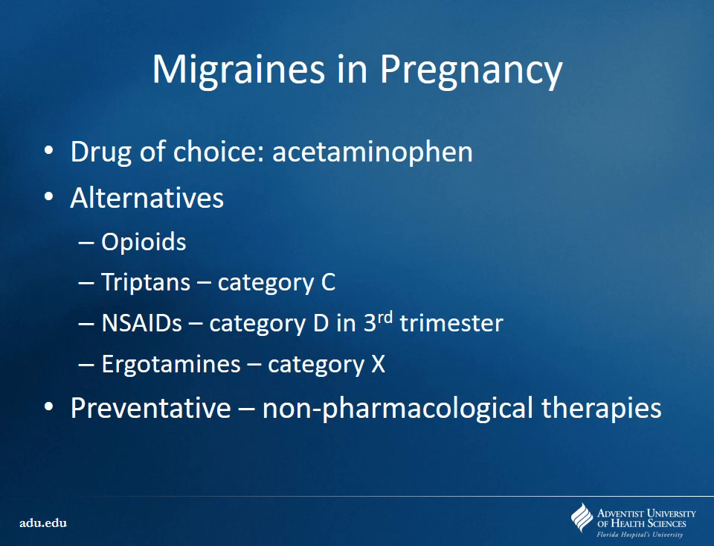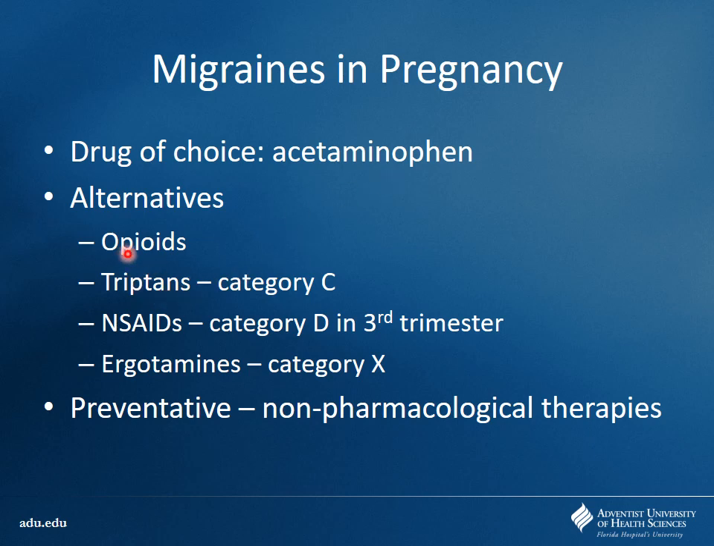Okay, if you had migraines in pregnancy, the typical drug of choice for most pregnant patients is going to be acetaminophen for most pain concerns. You don't want to use ergotamines; those are actually category X. NSAIDs can be problematic, especially in the 3rd trimester; those are category D. And then the triptans are category C, which we mentioned. Category C means what? Hard to say, right? We don't really have good evidence to say one way or the other.